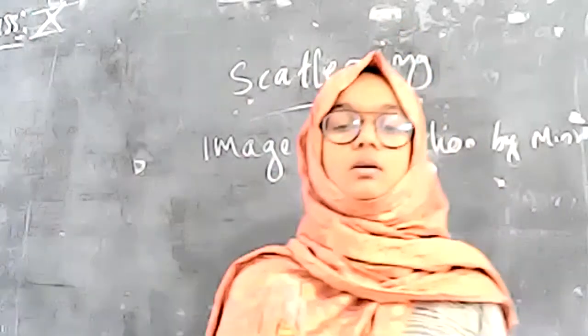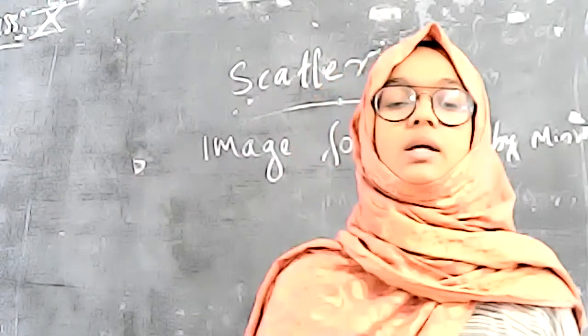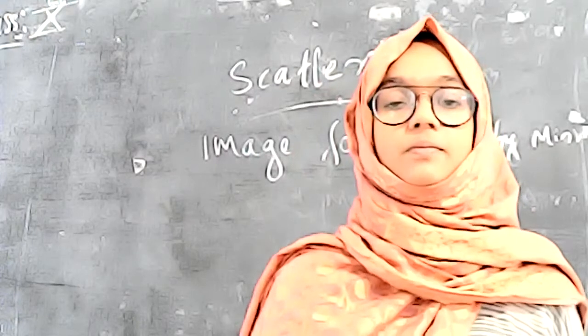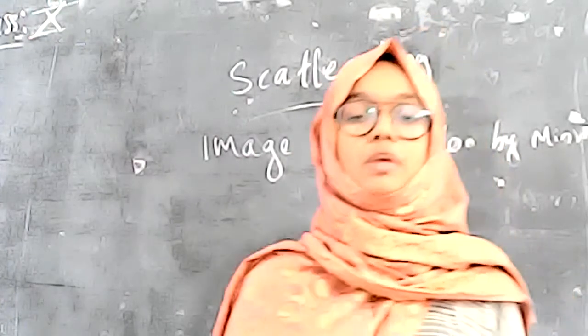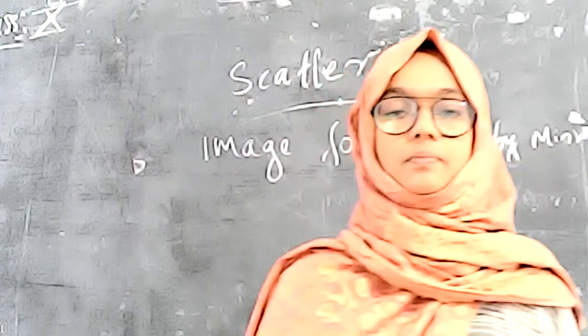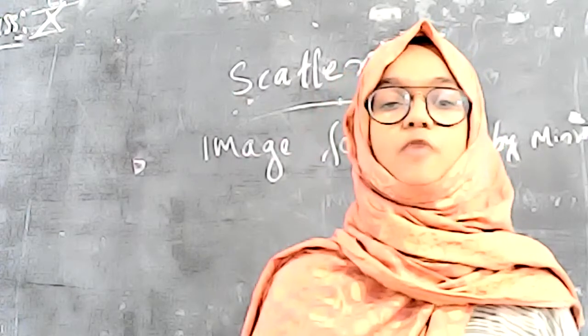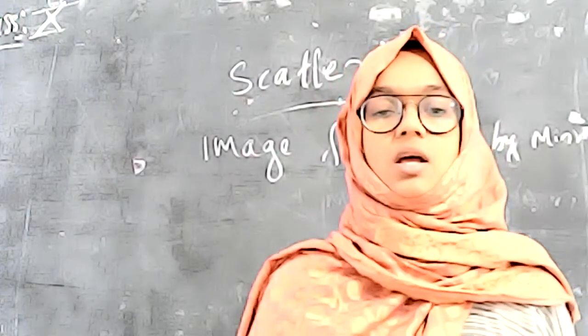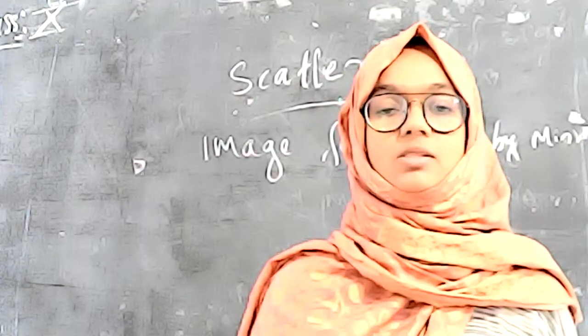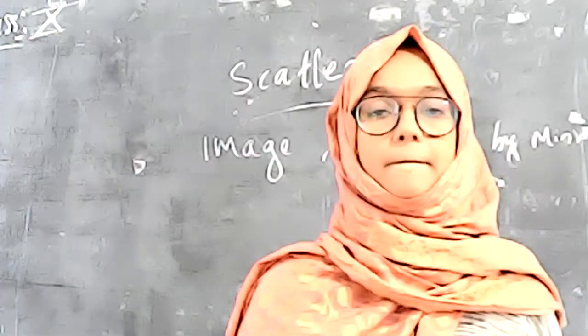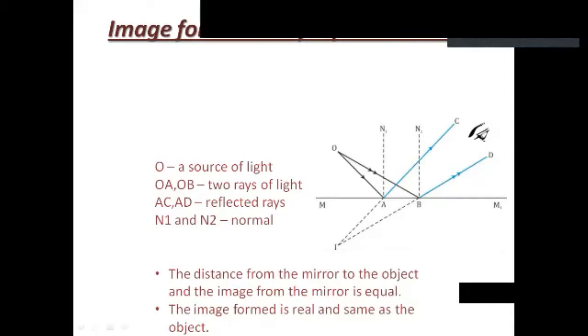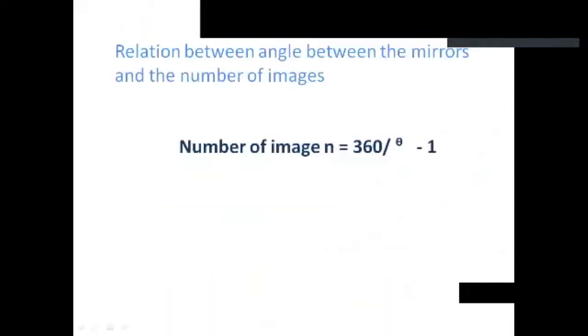And we can use one or more mirrors in this experiment. How does the number of images change here? There is a small formula for this. What is that formula? It is the relation between the angle between the mirrors and the number of images. The number of images n is equal to 360 divided by theta, minus 1.